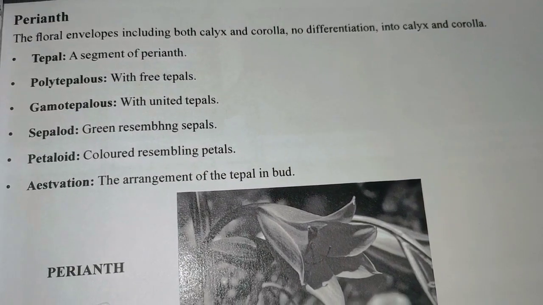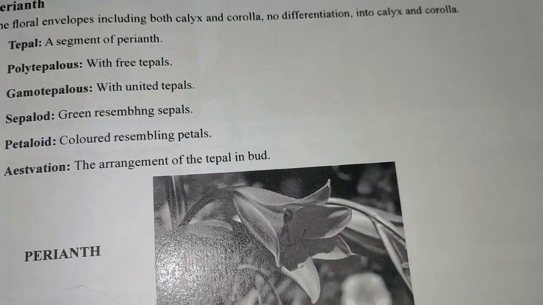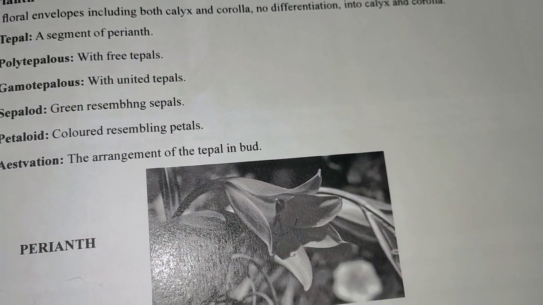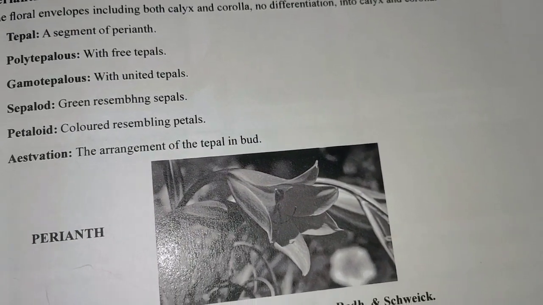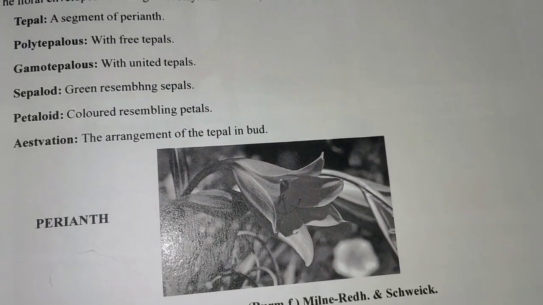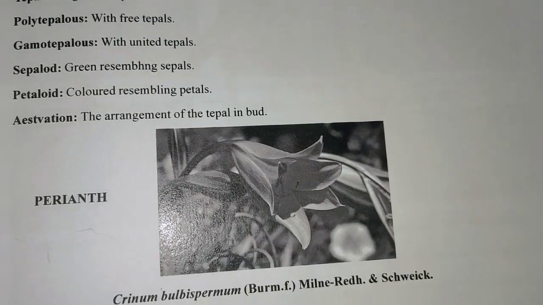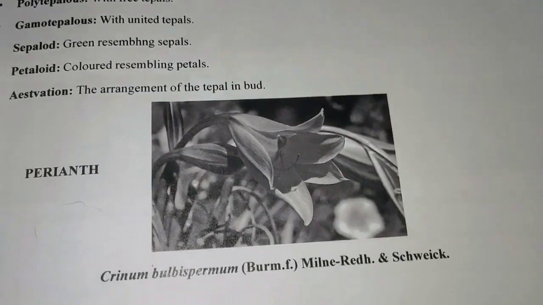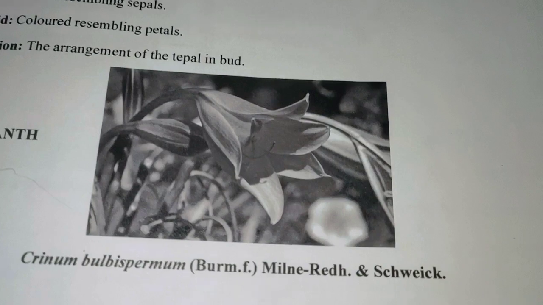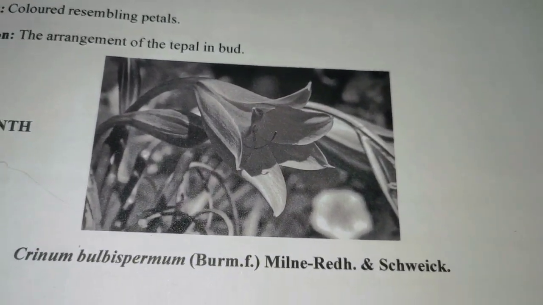Perianth, the floral envelopes including both calyx and corolla, no differentiation into calyx and corolla, like tepals. A segment of perianth is known as tepal. Polytepalous with free tepals, gamotepalous with united tepals, sepaloid, green resembling sepals, petaloid, colored resembling petals, estivation, the arrangement of the tepals in bud. This is the perianth. No calyx and corolla are distinct.